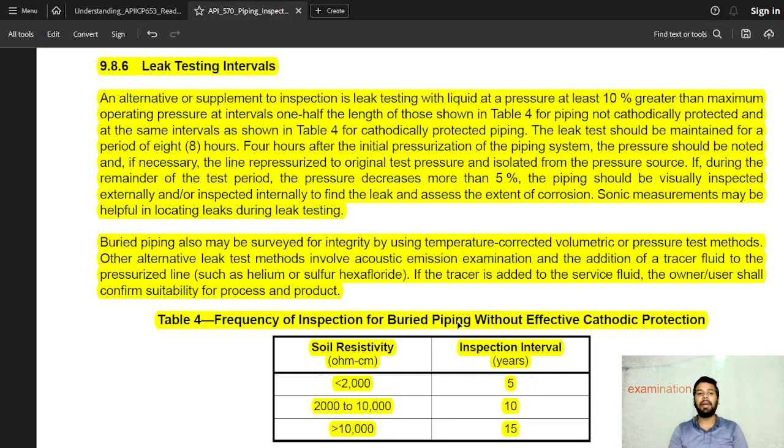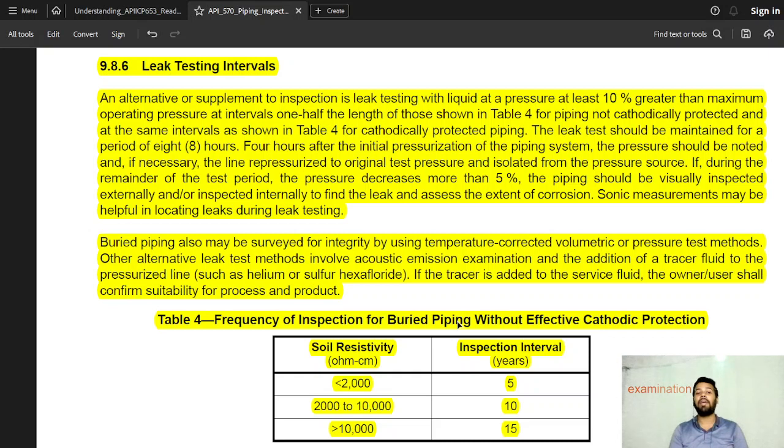The leak test should be maintained for a period of 8 hours. That means you have to sustain the pressure for 8 hours. 4 hours after initial pressurization of the system, the pressure should be noted and, if necessary, the line pressurized to the original test pressure and isolated from the pressure source. If during the remainder of the test period the pressure decreases more than 5%, the piping should be visually inspected externally or inspected internally to find the leak and assess the extent of corrosion.